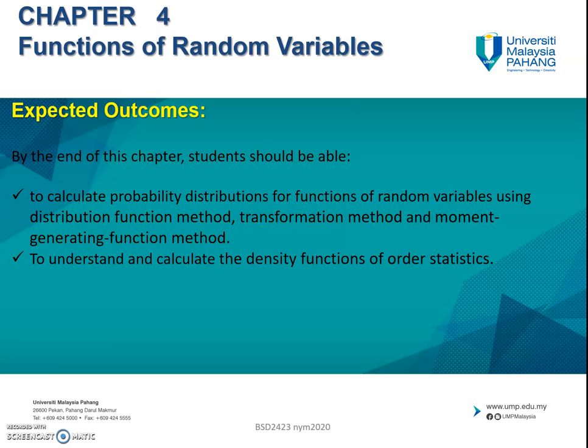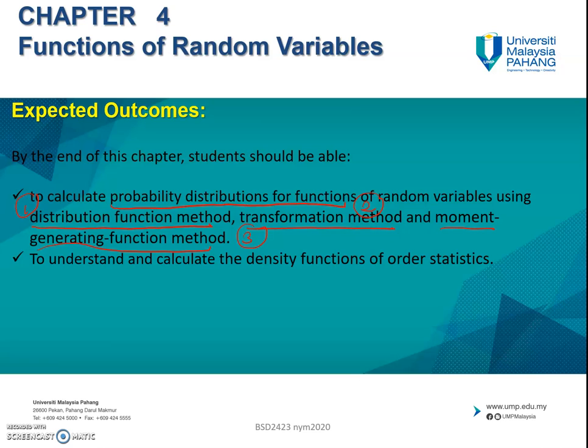So this is the expected outcome. By the end of this chapter, you should be able to first calculate probability distribution. You must know how to calculate the probability distribution for function of a random variables using three methods. We have distribution function method, this is one. And then you have transformation method, this is 2. And then last is moment generating function method. So basically number 3 you have learned previously, but now we use it again, but now we are focused on function of random variable.